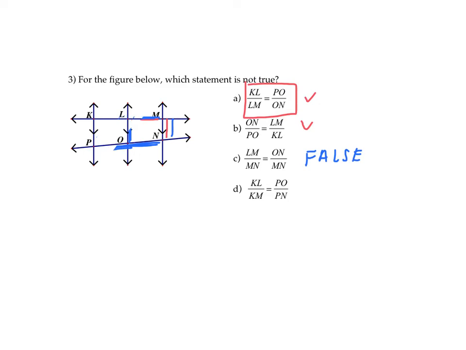Alright, just to be clear, let's take a look at the last proportion and check whether or not it's true or false. In the last case, it says that line segment KL corresponds to line segment KM in the same way that PO corresponds to PN. And this one would be true as well.